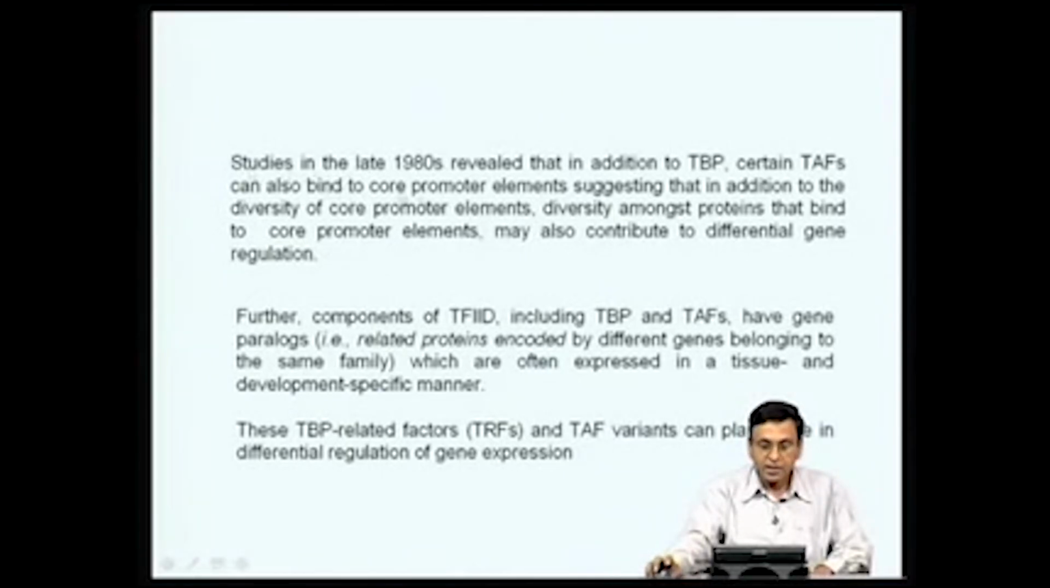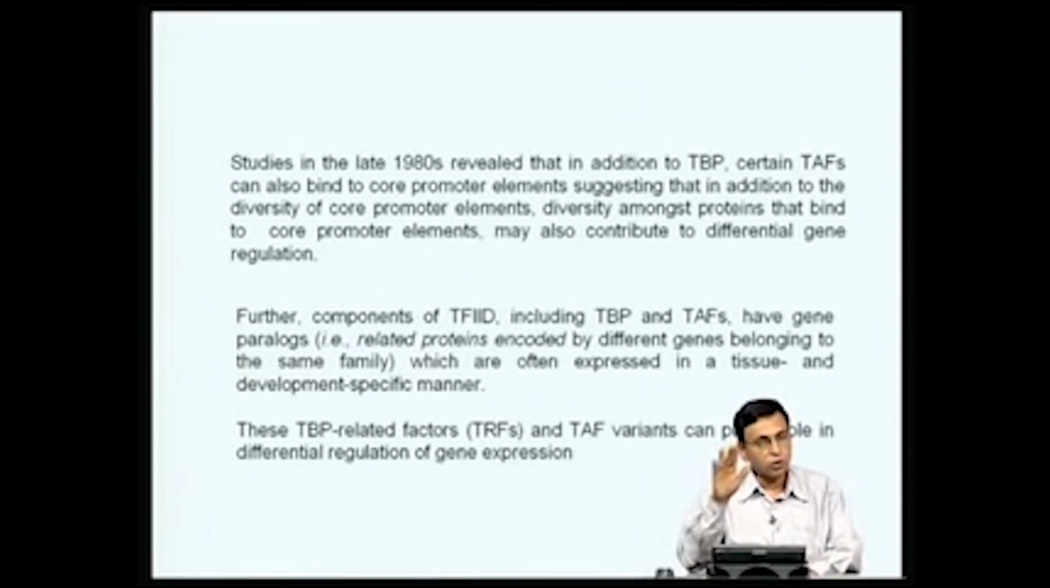Studies in the late 1980s revealed that in addition to TBP, certain TAFs also bind to core promoter elements, suggesting that in addition to the diversity in core promoter elements, diversity among proteins binding to core promoter elements may also contribute to differential gene regulation. So, this is the first point I want to emphasize in this particular class. Last class I told you that diversity in the core promoter elements itself contributes to differential gene regulation, but now I am going to tell you that diversity in the TAFs and diversity in TBPs can also contribute to differential gene regulation. This was discovered sometime in the late 1980s.